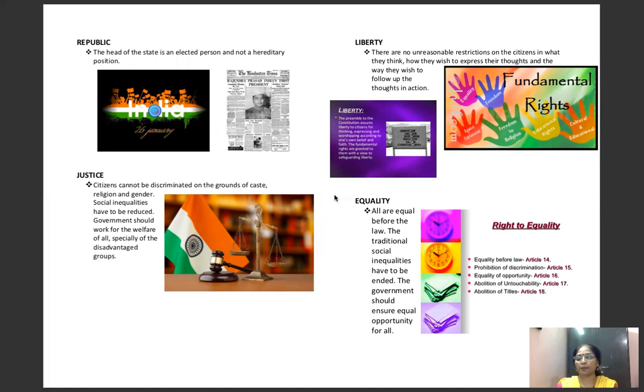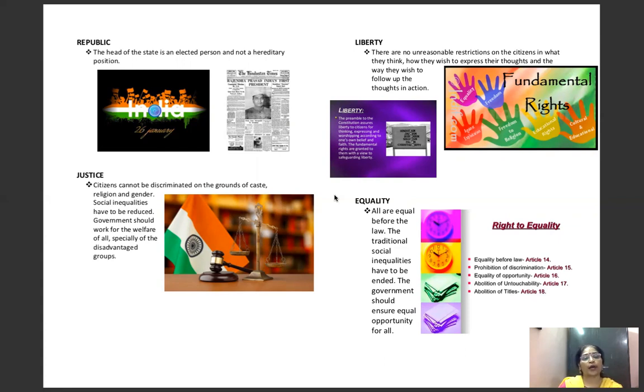Democracy means that the citizens of a country have got the right to elect their rulers, and republic is wherein the elected ruler heads the country, not a hereditary king or queen, where one family keeps on ruling, and only that family will rule, and nobody else will get an opportunity. That is not in the republic.